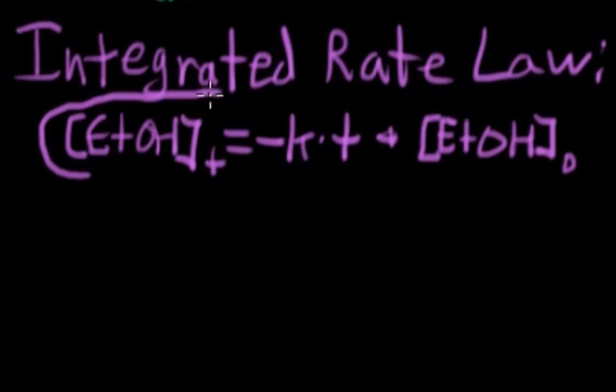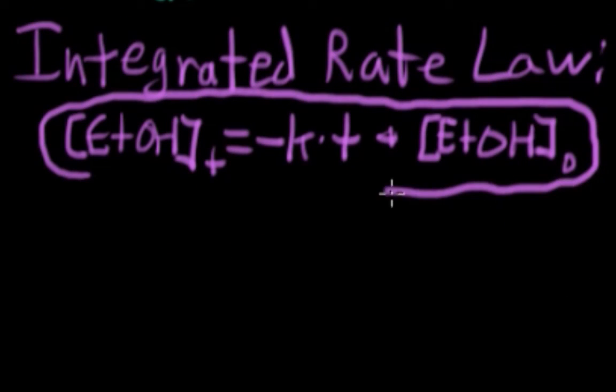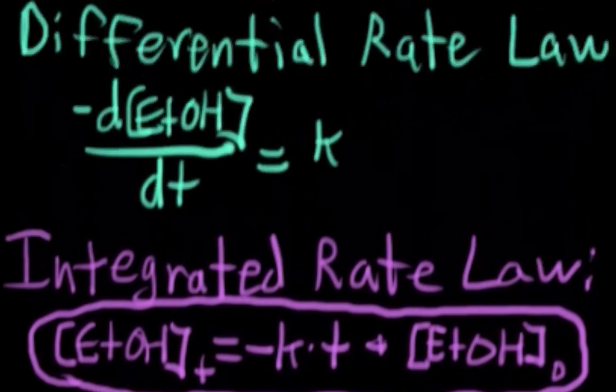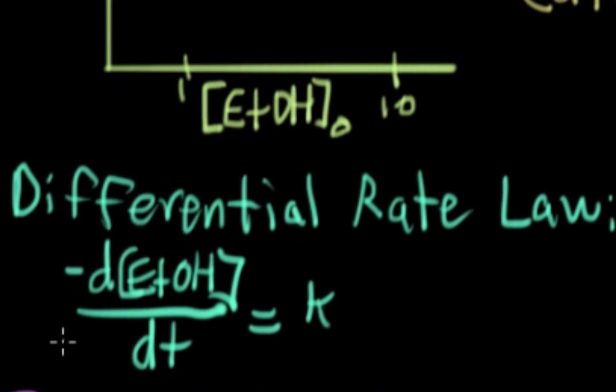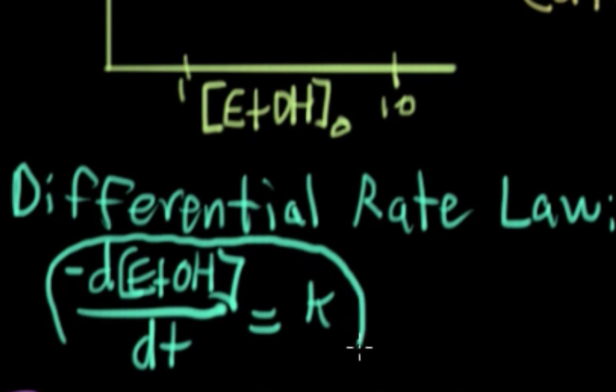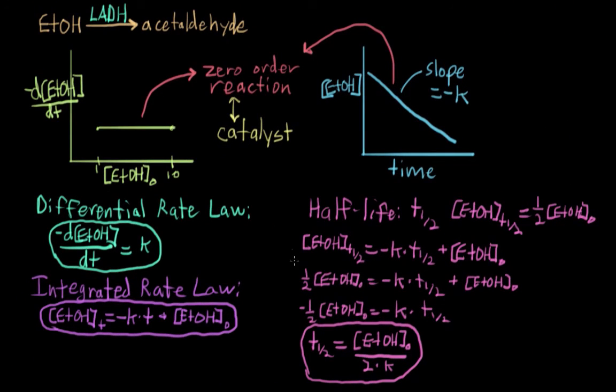And then we have our integrated rate law equation, and if you notice, this takes the form of a line, y equals mx plus b. And finally, we have our differential rate law, which tells us that there is zero dependence of the rate on the initial concentration of the reactant. And this is for a zero-order reaction.